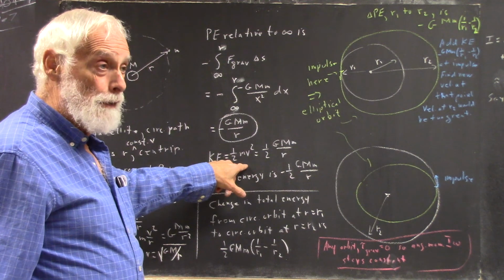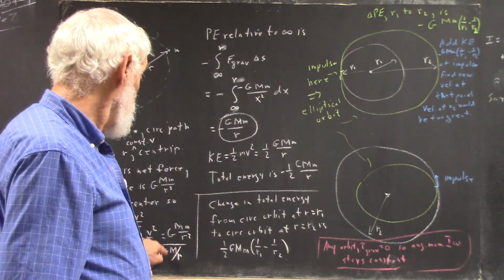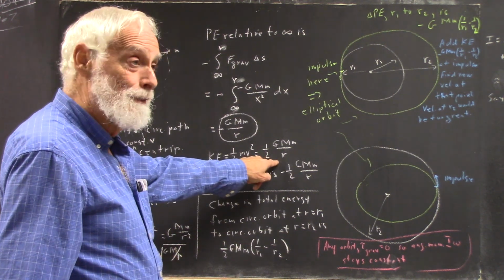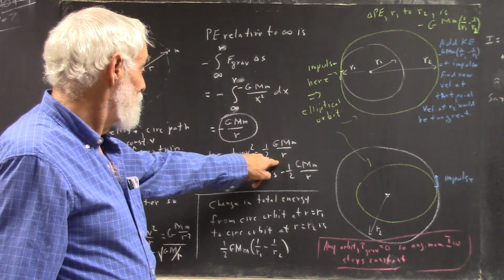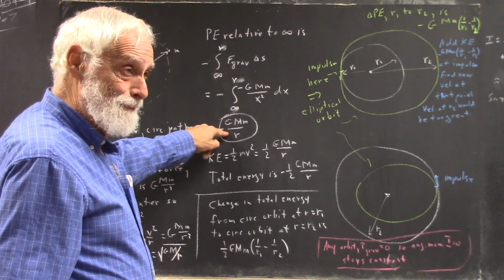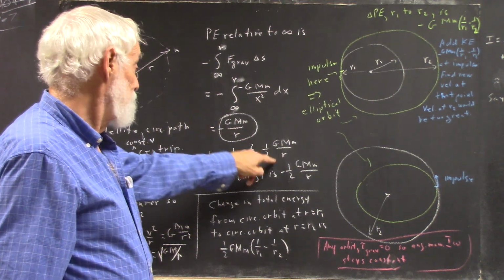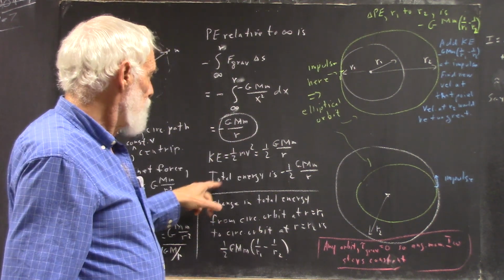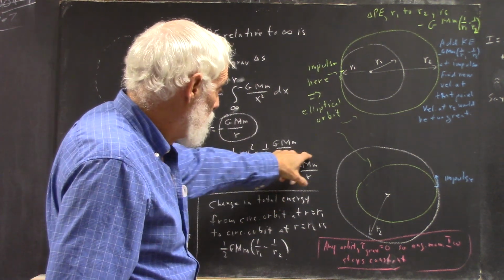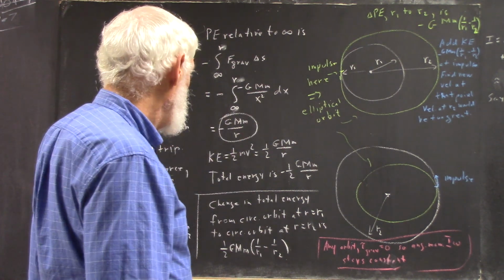Kinetic energy is 1/2 m v squared. Well, v squared is big G, big M over r. Multiply it by 1/2 little m, you get this. And this is half as big as the potential energy. But the potential energy is negative. Your total energy is therefore the sum of the potential and kinetic energies, negative 1/2 big G, big M, little m over r. Okay?